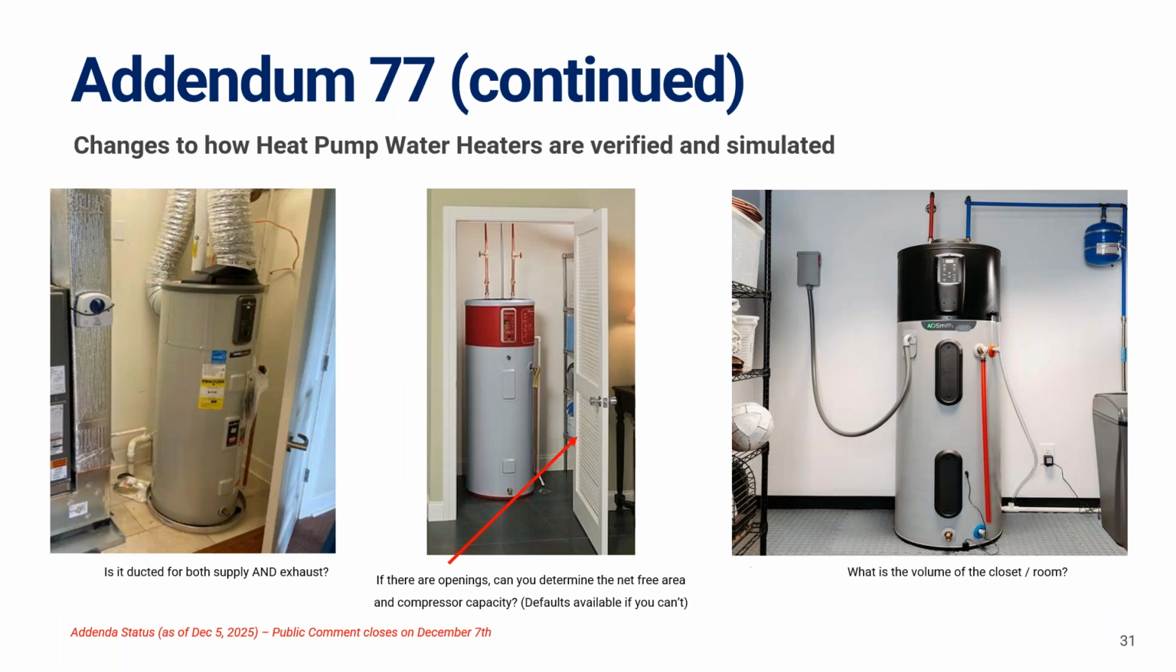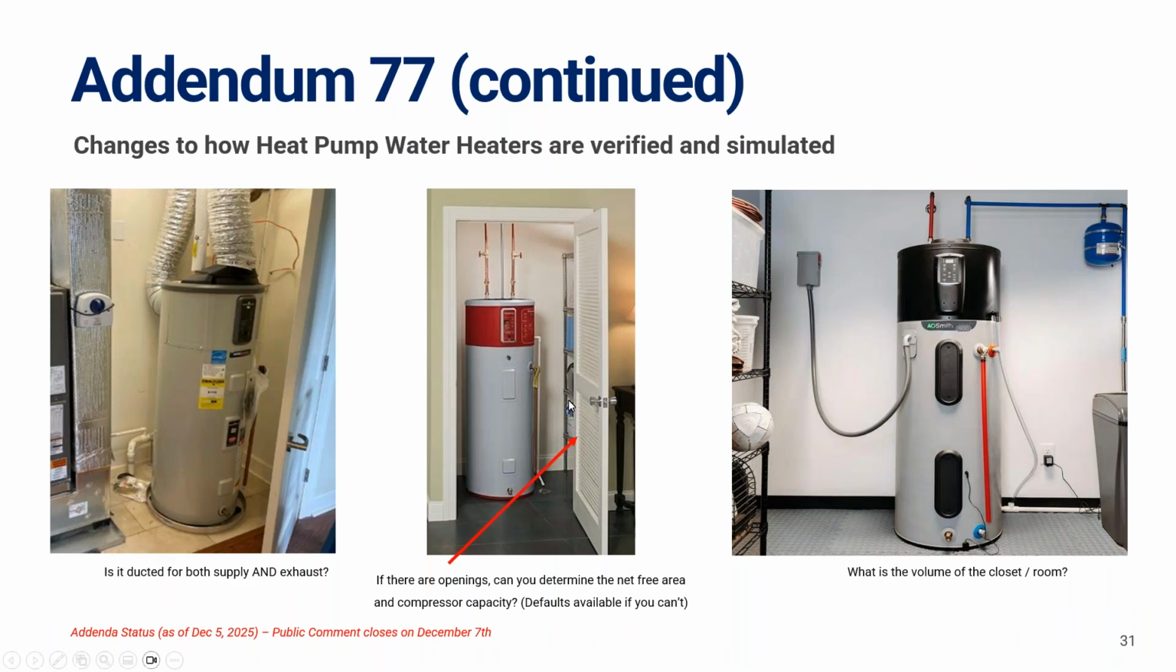So that was in layman's language. Let's talk about it in pictures. So on the left-hand side, that's a ducted heat pump water heater. It's in a closet, but it's ducted. So the size of the closet is not important. The louvered door is not important. It's just, where is it ducting the air to? Is it another conditioned space? And where is it ducting the air from? Is that another conditioned space?